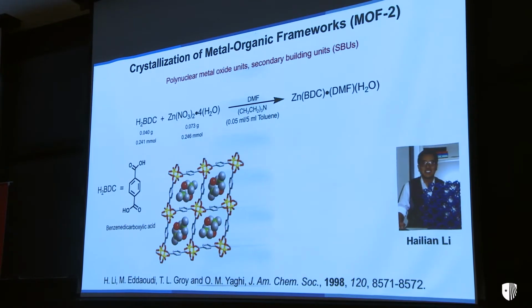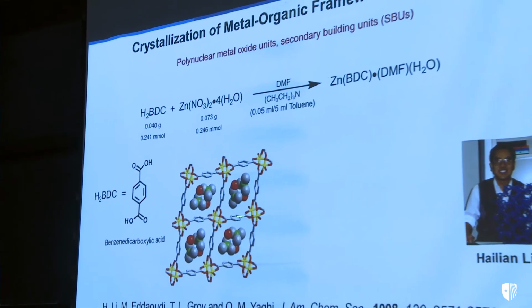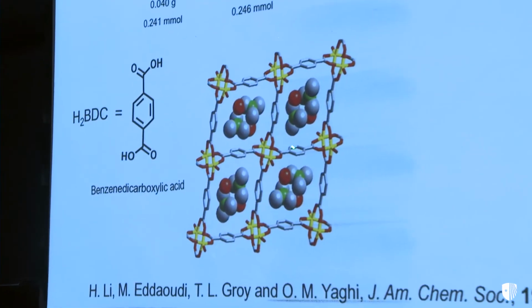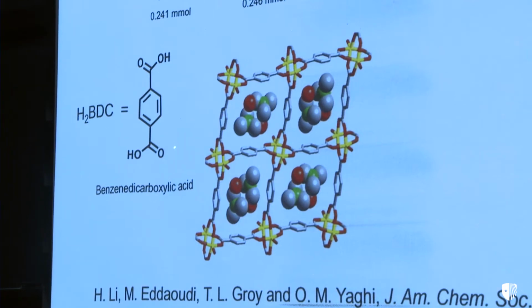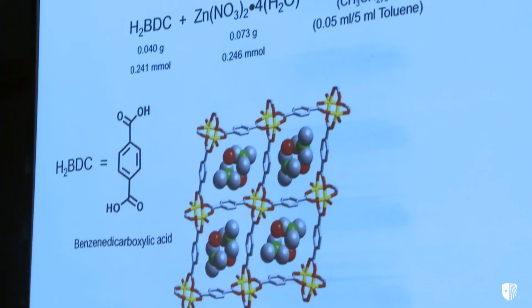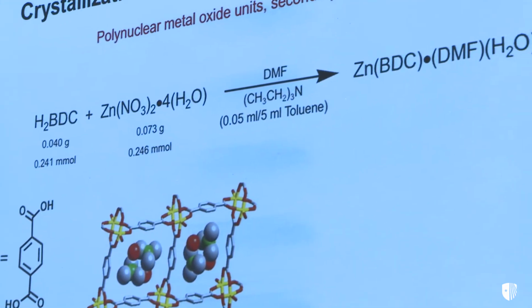So the SBU approach, we used it to make this structure, which we call MOF 2. You can see MOF 2 is made from those paddle wheels, but now with terephthalate. If you mix all this stuff together, you will not get a crystal. You will get amorphous stuff or poorly crystalline stuff.